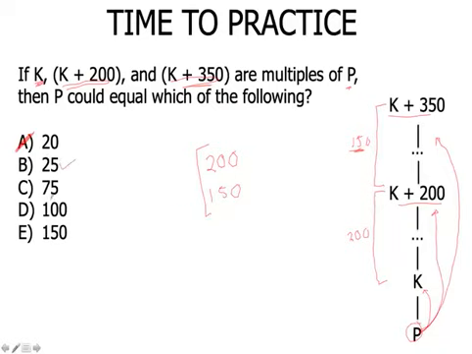Let's double check the other ones. Is 200 a multiple of 75? Nope, it's not. And feel free to divide that in your calculator if you want to double check. Is 150 a multiple of 75? Well, it is, but it doesn't matter because 200 is not, right? How about 100? Is 200 a multiple of 100? Yes. Is 150? Nope, doesn't work. And finally, 150 is a multiple of 150, but 200 is not a multiple of 150. And so our correct answer here has to be B.